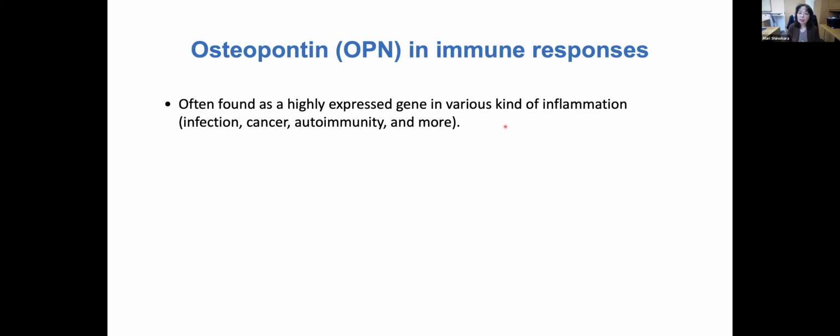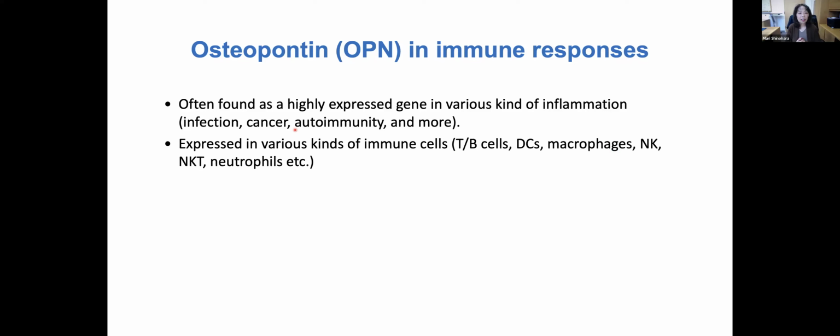That's why we are really interested, and not only us, many people are really interested in osteopontin, because these days people run single cell RNA-seq and even bulk RNA-seq. If you look at different kinds of diseases, infections, cancers, autoimmunity, and more, osteopontin or the SPP1 gene, which encodes osteopontin protein, really shows up a lot. So that's why we are really interested. Other people are also interested, as I said.